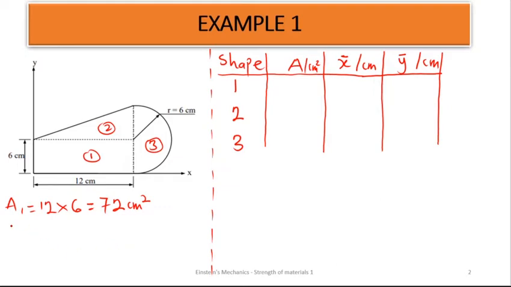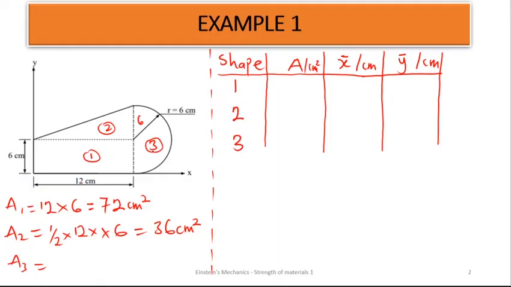So let's say A2 is equal to, this is a right angle triangle, so it is going to be half the base, which is 12, times the height. Looking at the radius of the circle, this is the same as 6. So with this, the area is going to be 36 centimeter square.